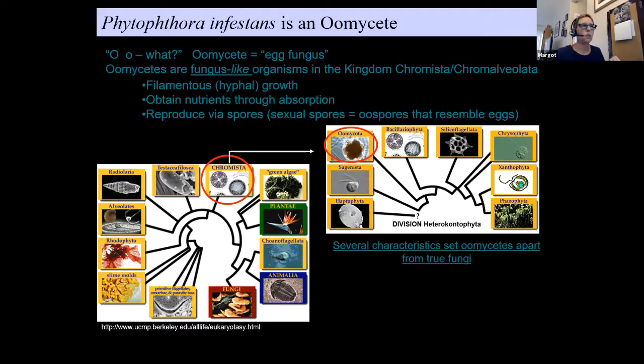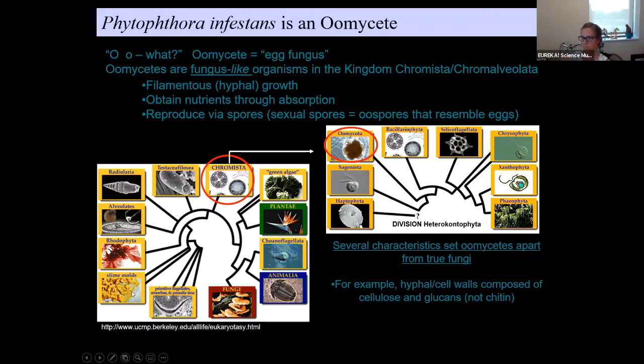For example, one that I think we can all relate to is that the cell walls of oomycetes are not made of chitin. If you have a true fungus, the cell walls are composed of chitin. That's the same stuff that insect exoskeletons are made out of. And if you look down here and see that fungi are more closely related to animals, which includes insects, it's not too far of a stretch to say, okay, actually, they are more closely related to each other than we once thought.